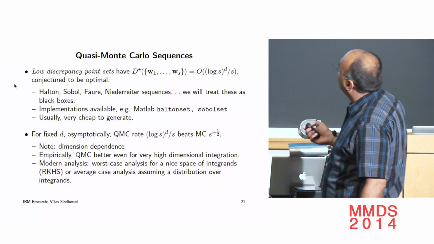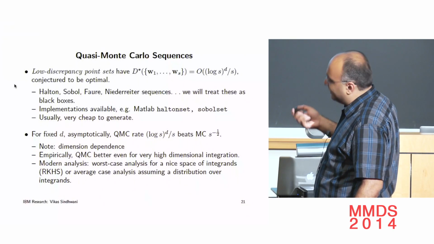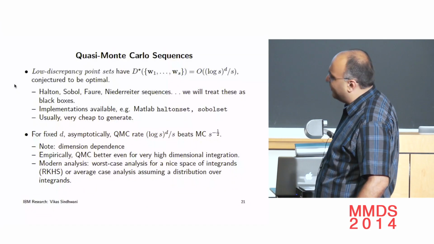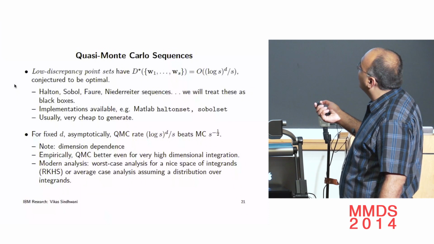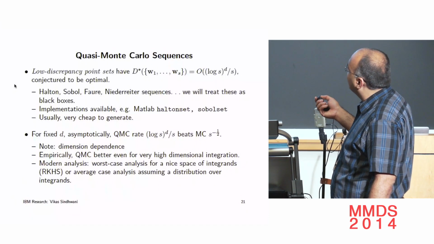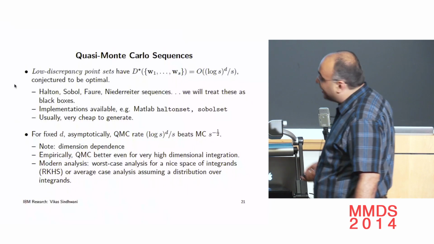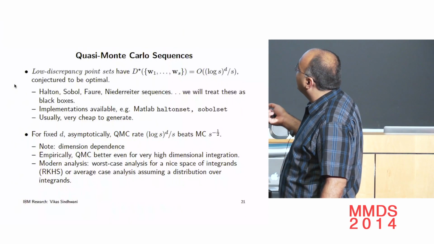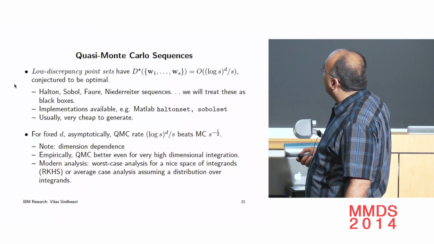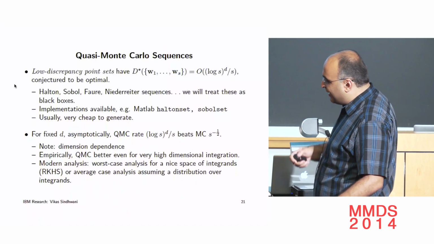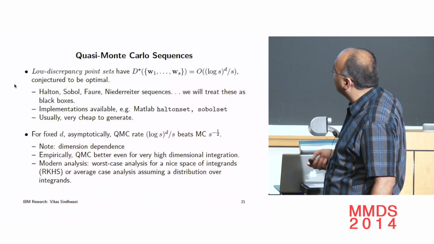Let me skip here. There are several implementations available. These QMC sequences are very cheap to generate, but we treated them mostly as black boxes. It has been shown that the QMC convergence rate is log s to the d, over s, which beats the 1 over square root s Monte Carlo convergence rate. There is a concern that there is a dimensionality dependence here, but it has been shown in that literature that QMC is actually better for high-dimensional integration.